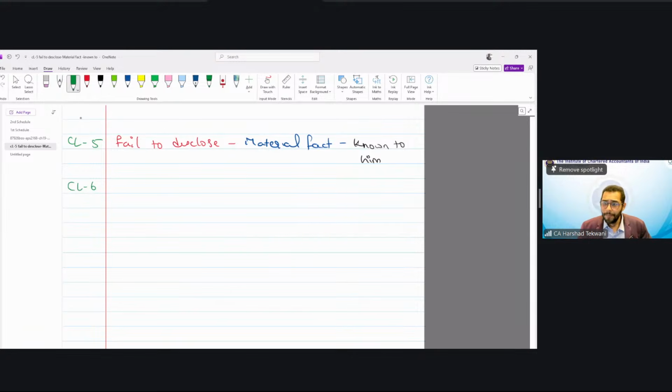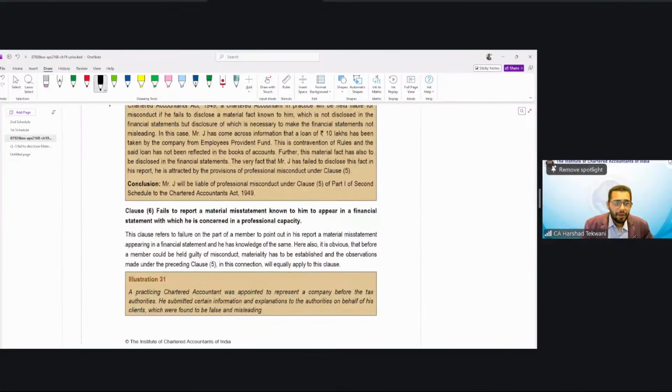Anyone, what is clause 6? Part 1, second schedule. Anyone? Okay. So clause 6 is where the auditor fails to report a material misstatement known to him to appear in the financial statement with which he is concerned in the professional capacity. In this particular clause, we are talking about failing to report a material misstatement which is known to him in the FS. Okay. So again, we are talking about something which is known to him.